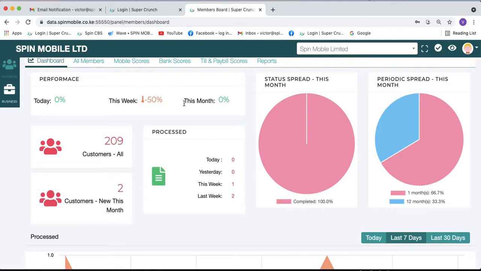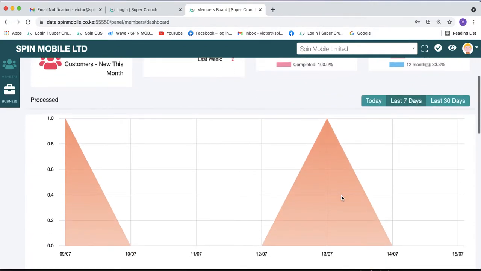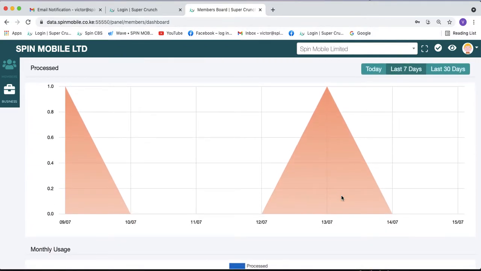The dashboard is purely numbers or statistics of how much has been processed, how many customers have been handled through this system, how many new customers this month, how many today, how many yesterday, how many last week and the previous weeks. You can also see statistics of how many were successfully processed, and if there are any that failed, the periods of those particular statements.